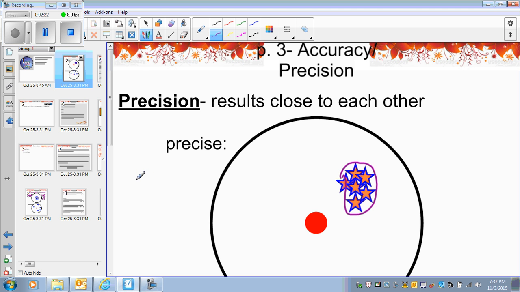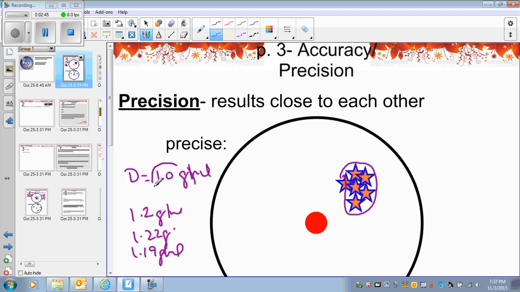So if again the density of the water is 1.0 grams per milliliter, and we did the lab in the class, and everybody is getting 1.2 grams per milliliter, 1.22 grams per milliliter, 1.19 grams per milliliter, which is again 1.2. So the data is not accurate because it's not 1.0, but the data is precise because it is very close within a set.